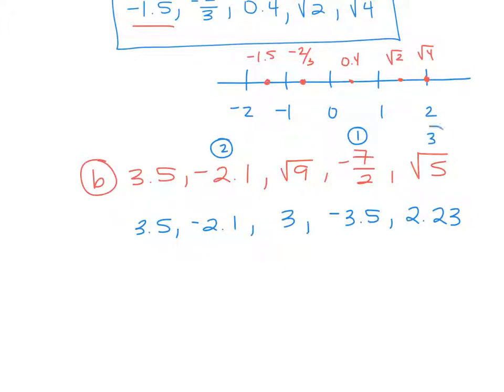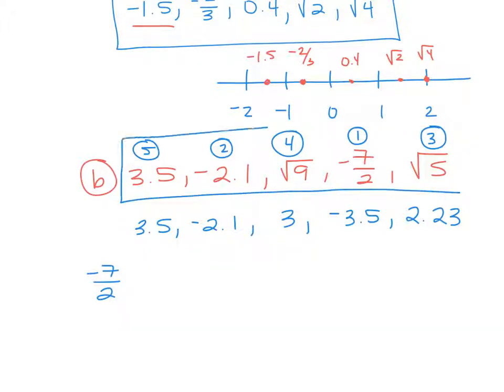2.23, so the square root of 5. Then what? 3. Then 3, the square root of 9. Then 3.5. Okay, so your answer, putting them in order, is negative 7 over 2. Remember, I don't want the decimal version. I want what was given to you. I want these numbers rewritten. Okay, so negative 7 over 2, negative 2.1, the square root of 5, the square root of 9, and 3.5.